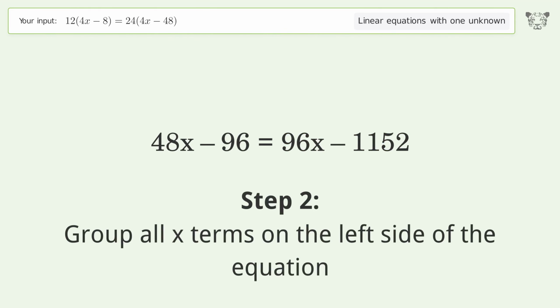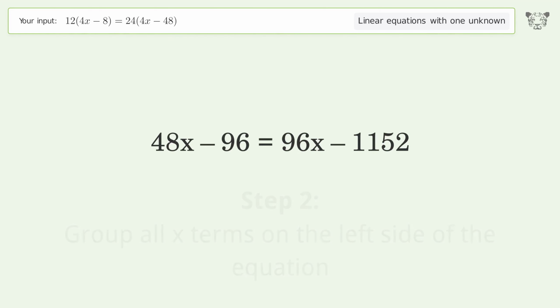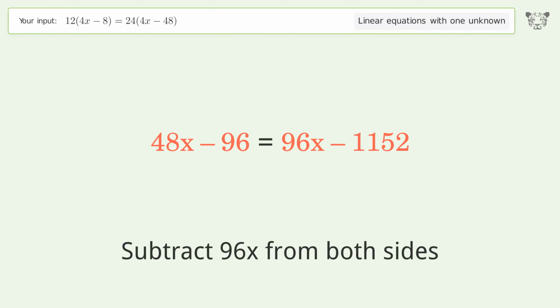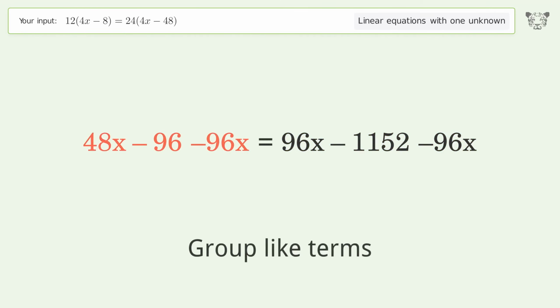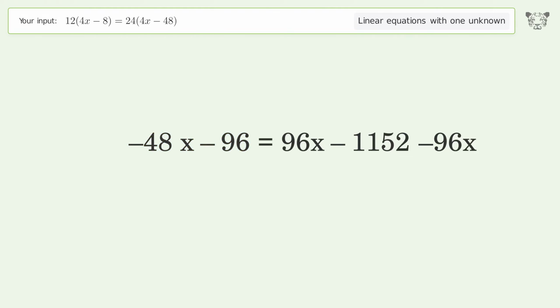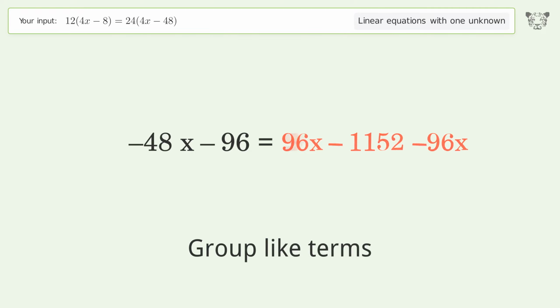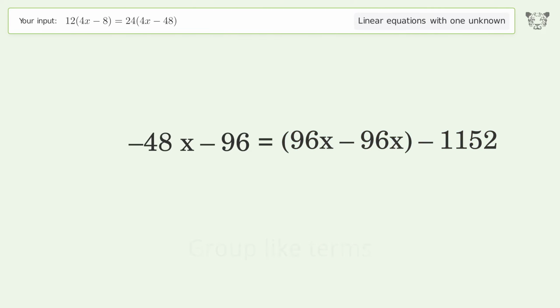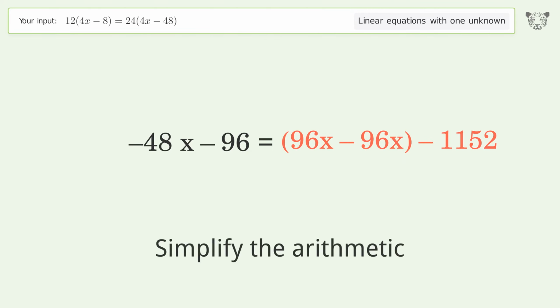Group all x terms on the left side of the equation. Subtract 96x from both sides. Group like terms. Simplify the arithmetic. Group like terms. Simplify the arithmetic.